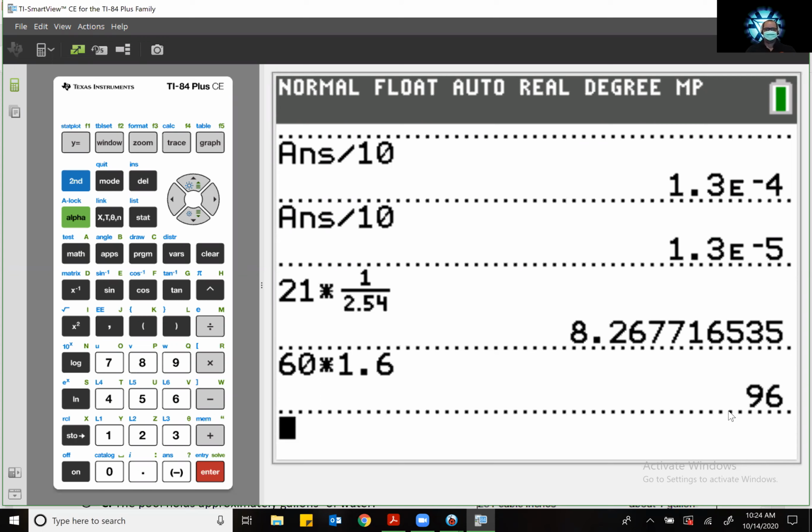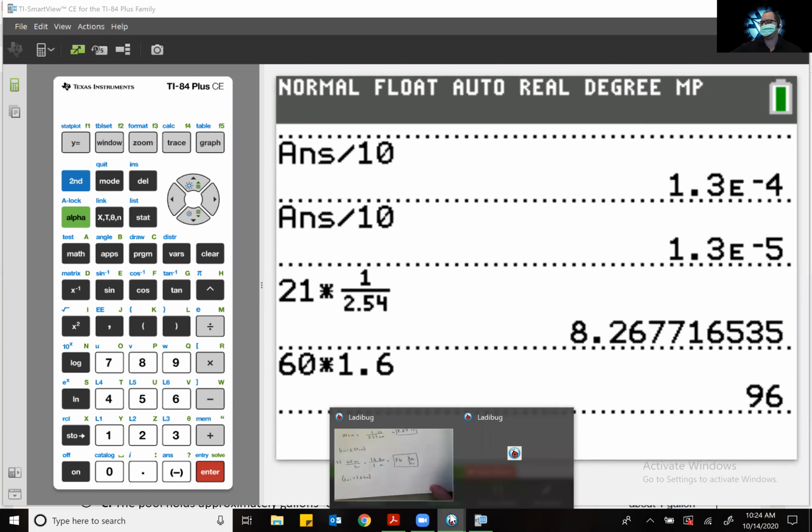Do we have to round this? No, it's good to go. It's already a whole number. So you just write 96 kilometers per hour. There we go. Nothing crazy. You guys got this. You're doing great.